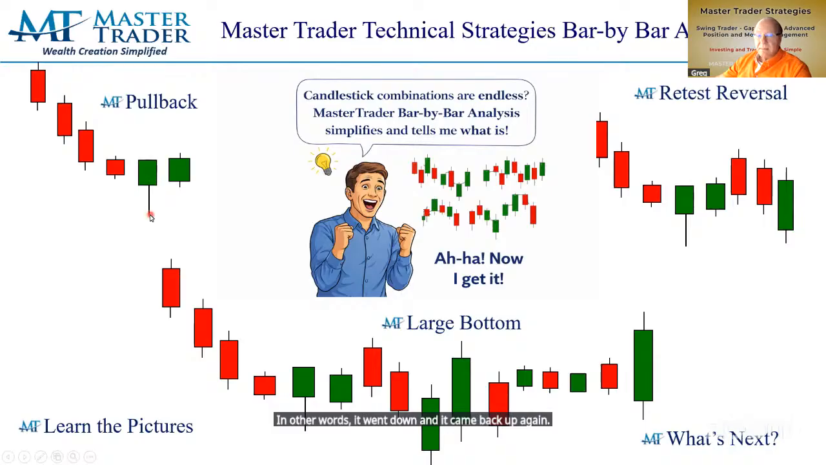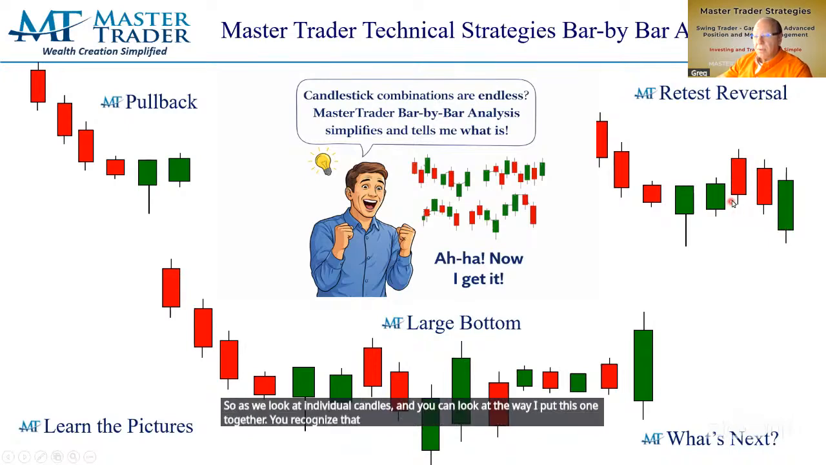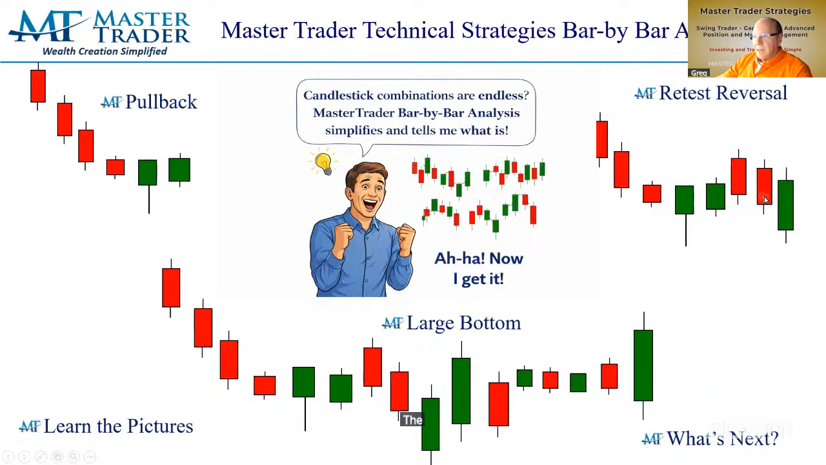That tells me that buyers took control. And if this is in an uptrend, that means they should continue to buy and push it up. Right? This one here, well, it went down, and for some reason it came back down again and retested. So as we look at individual candles, and you can look at the way I put this one together, you recognize that it gapped below the red bars, and then it retraced back up again.